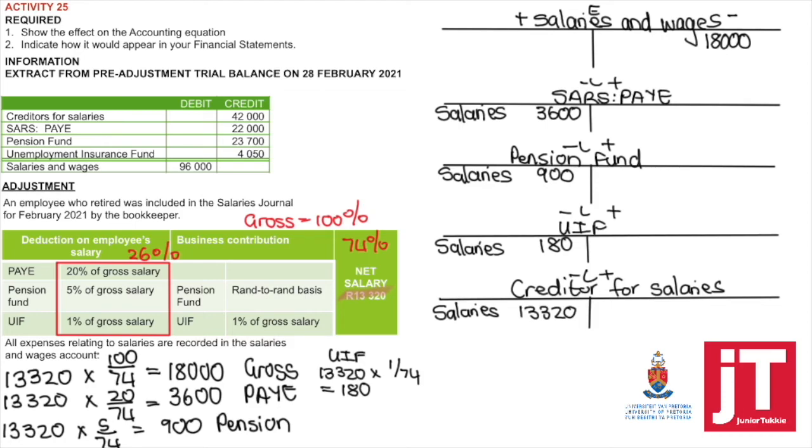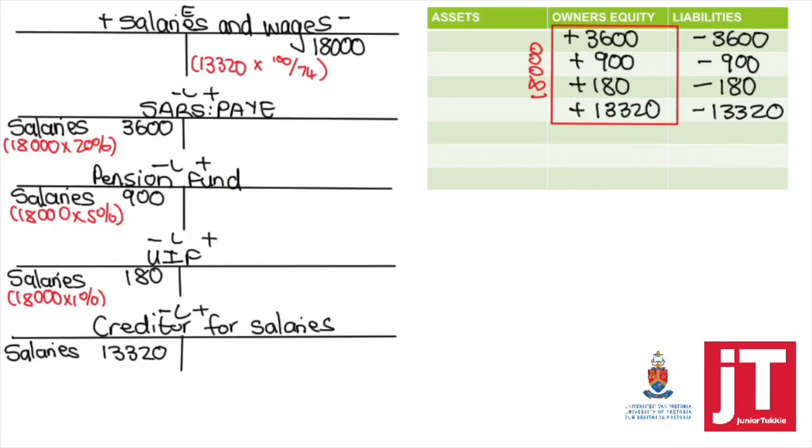Once you have calculated the gross, the 100%, which is equal to 18,000, with all of the calculations for SARS, pension fund, UIF, you could have then said 18,000 times 20%, times 5%, times 1%. To show the effect on the accounting equation, because our expense is going to decrease, my owner's equity will increase. It will have a positive effect. We owe those fund accounts less money. We owe the employee less money. That's why our liabilities will decrease. If I add everything up in owner's equity, the 3,600 plus 900 plus 180 plus 13,320, it should equal the gross salary 18,000.